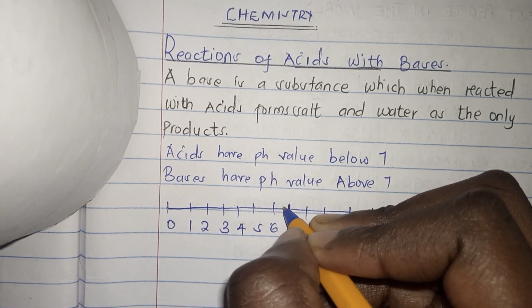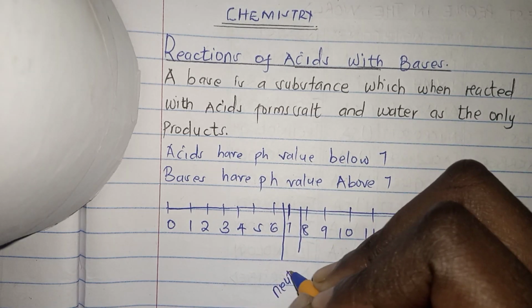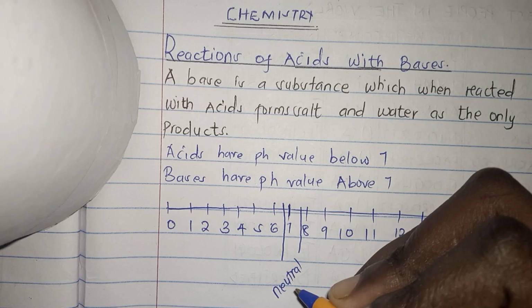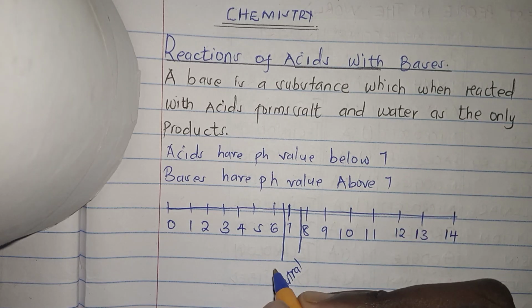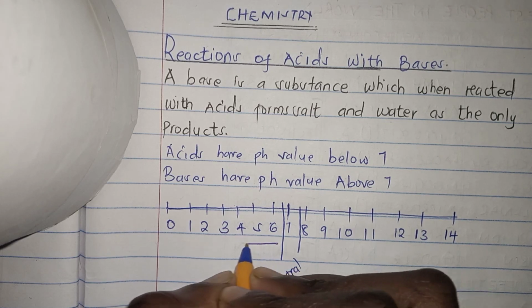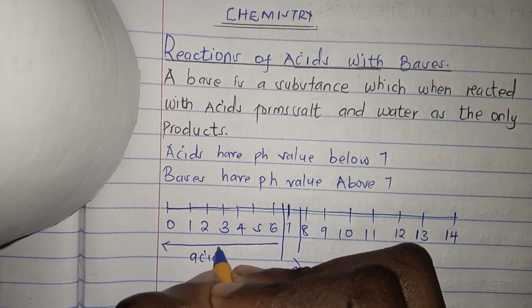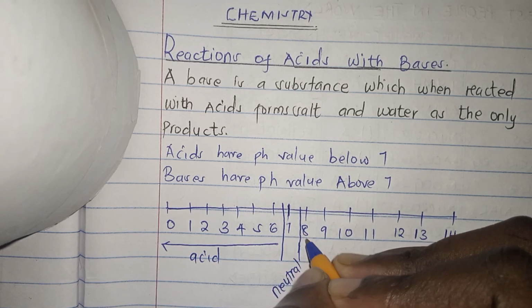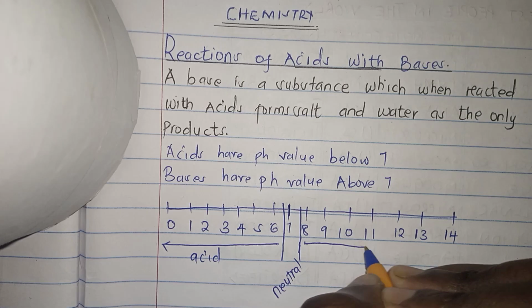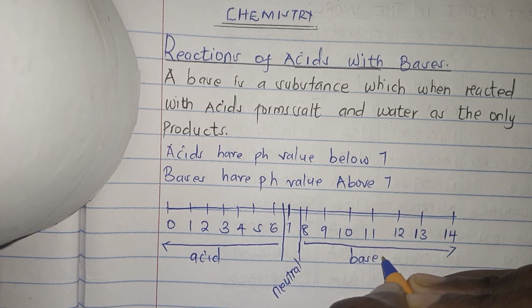Seven is neutral. It is neither acidic nor basic. So the values below 7, from 6 down to 0, are acidic. And the values above 7, from 8 to 14, they are bases.